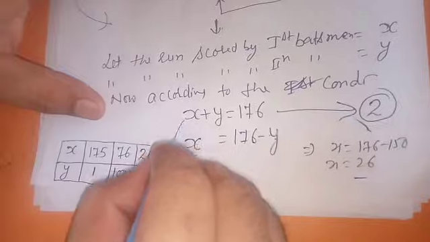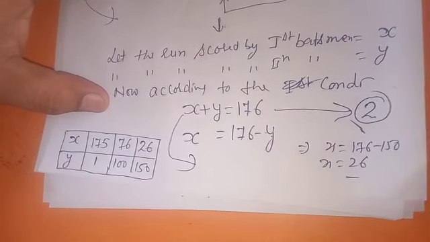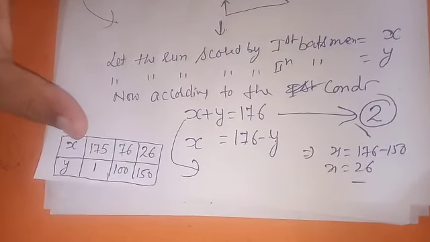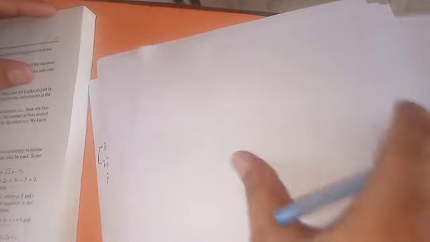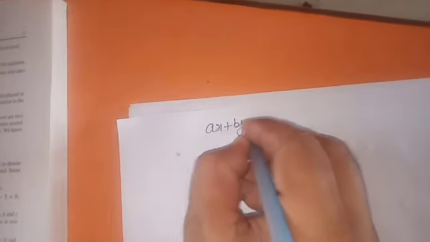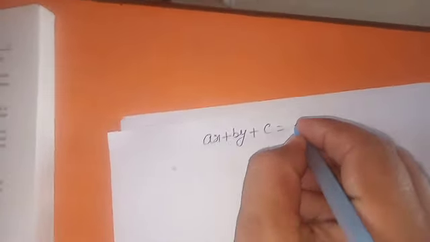This is the way of forming a linear equation in 2 variable. So example number first given, write each of the following equation in the form of... So as you know, what's the standard equation of a linear equation in 2 variable? This is ax plus by plus c is equal to 0.